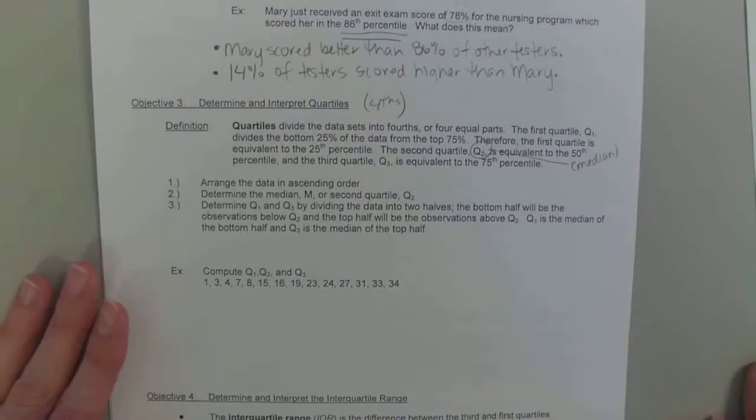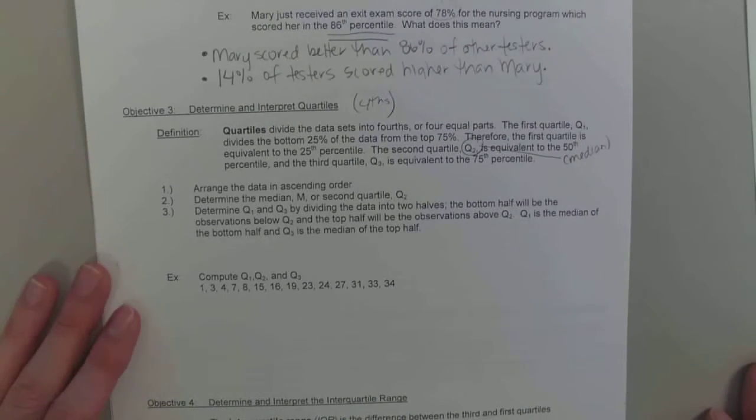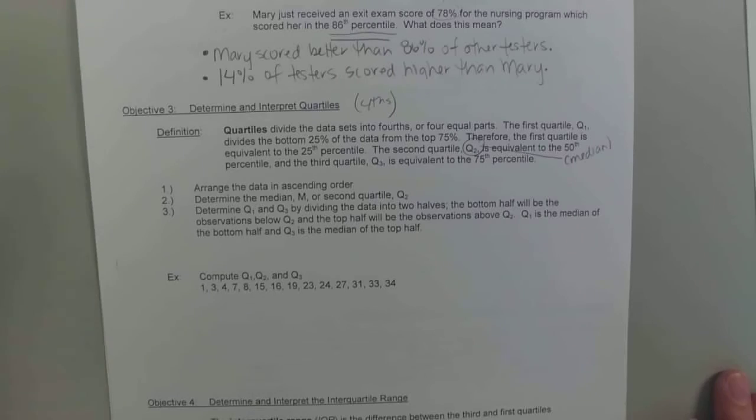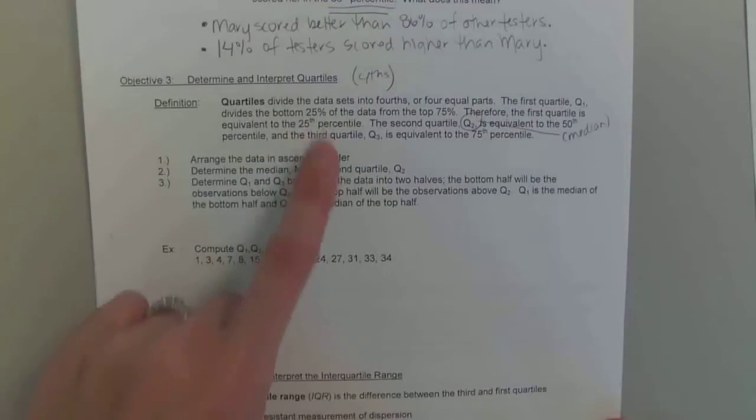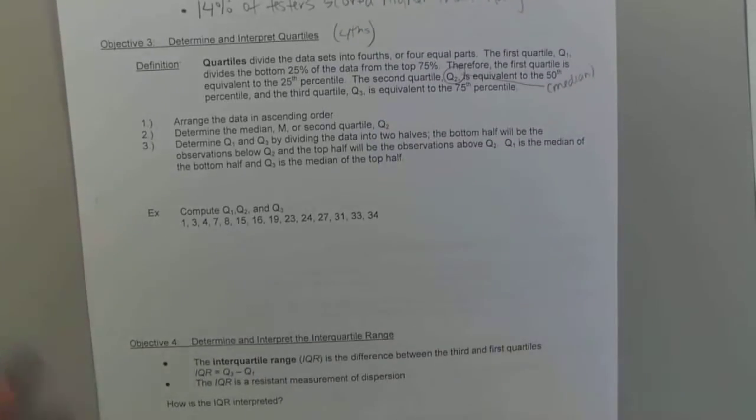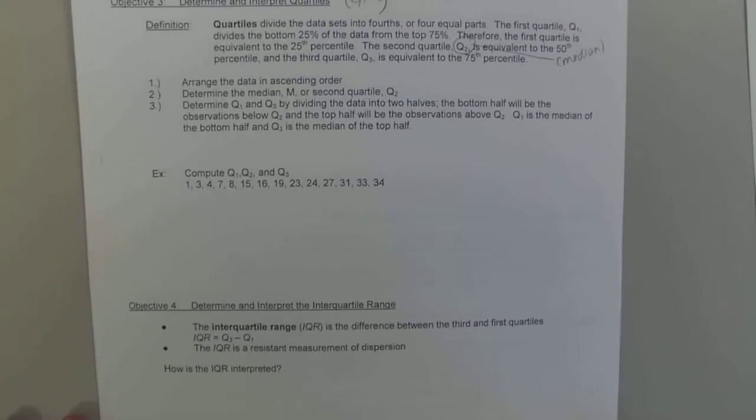Your Q2 is also the median because it just divides your data in half, right? 50% is below it, 50% is above it. And last but not least, the third quartile is your bottom 75% with your top 25%, aka the 75th percentile. So these break it down by quarters, not single percents.